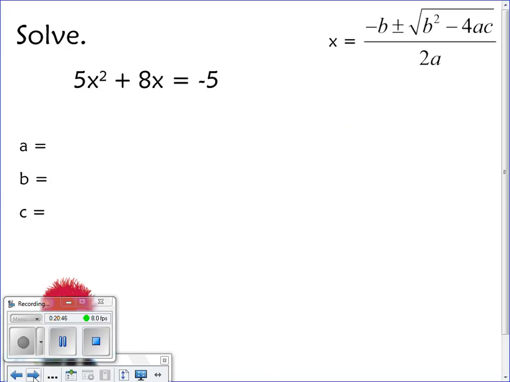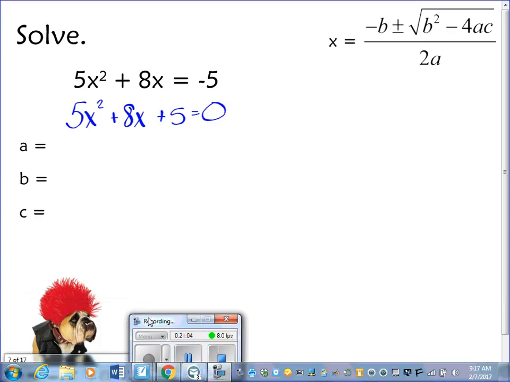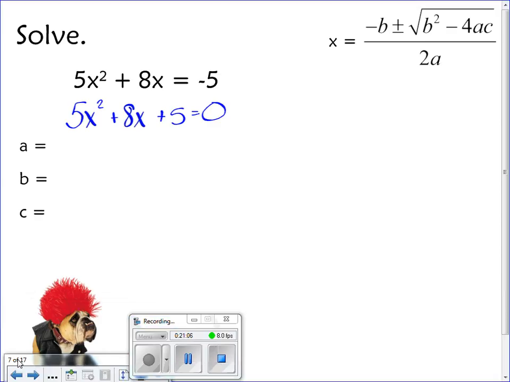Okay, how about the next one? What do you do first? Add the 5. So 5x squared plus 8x plus 5 equals 0. A? All right, so A is 5, my B, 8, C, 5.